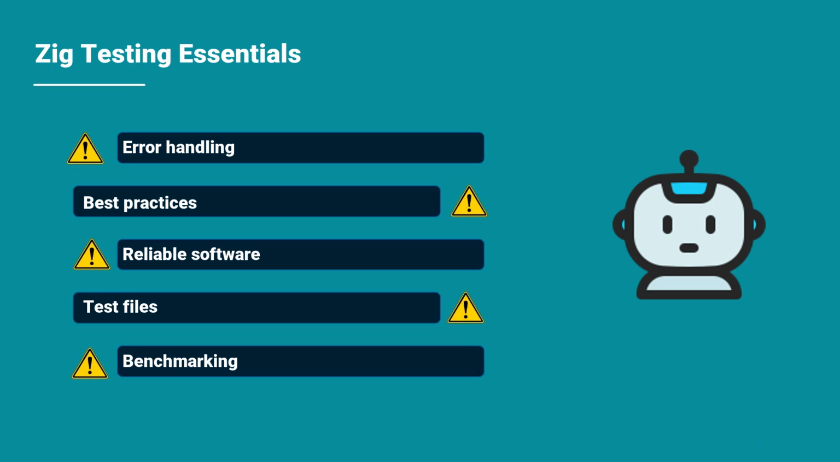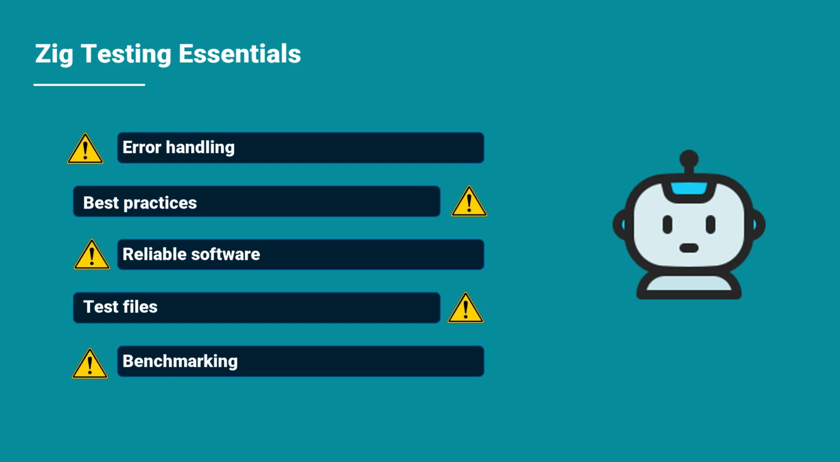As we wrap up this lesson on testing in Zig, it's vital to remember the key message. Testing is not just a checkbox on your development process, but an integral part of building reliable software. By writing tests, you're investing in the long-term health of your codebase, making future changes safer and easier.